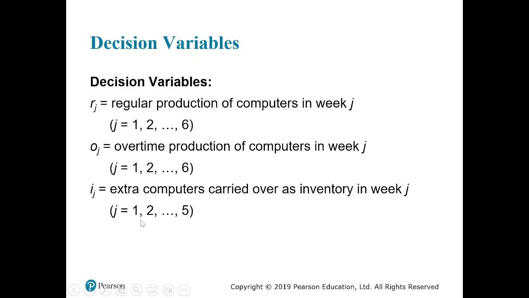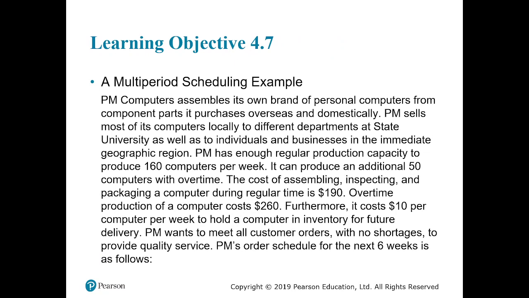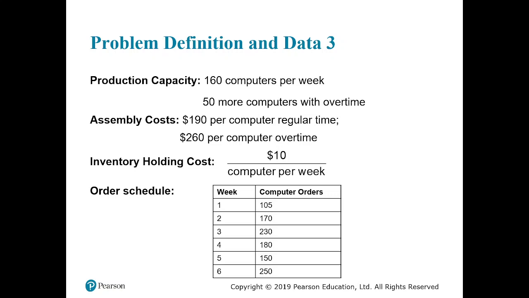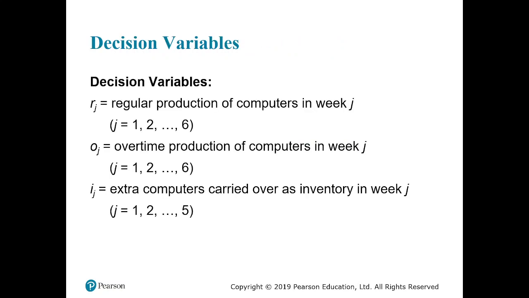And why does it only have 1 to 5? Because I believe somewhere in this text or in the textbook, it says that in the final week, which is week 6, we don't want to have anything leftover. We want to meet all the demands and we don't want to have any computers left over. Like in Malaysia, we call it ngam ngam, at the end of the 6th week, there are no leftover computers. So that's why we set I6 as 0, and we only have up to I5.